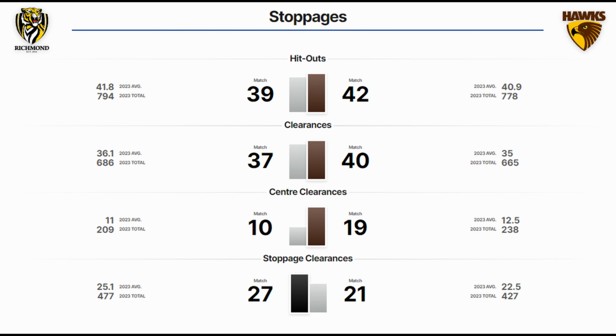If we look at Richmond's game against Hawthorn, in which they only won by a point and really had to come from behind to win that, Hawthorn really dominated the centre clearances. They won centre clearance 19 to 10. But Richmond were able to claw back the stoppage clearances, which they're a bit better at, 27 to 21. But Hawthorn still managed to win that area 40-37 overall. So that was a really close game.